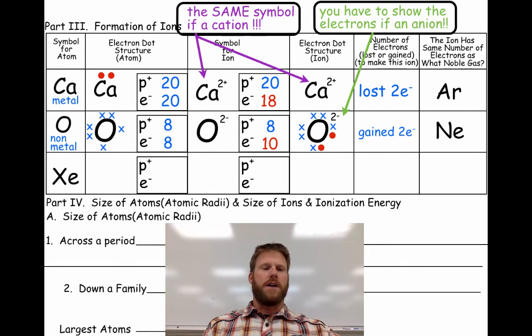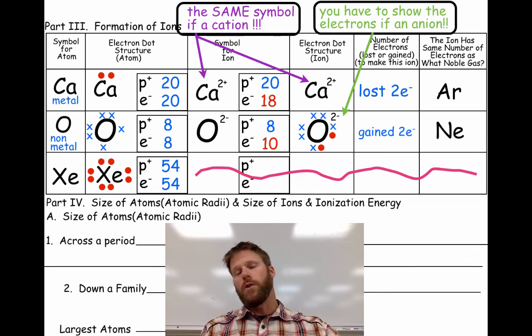Well, let's do xenon, this noble gas. The symbol for xenon is Xe, so when we do the electron dot, we'd fill it in with 8 electrons. And xenon has 54 protons, which means it has 54 electrons. Now, it has a full valence shell. It's not going to form an ion. We don't need to do the rest of this table.